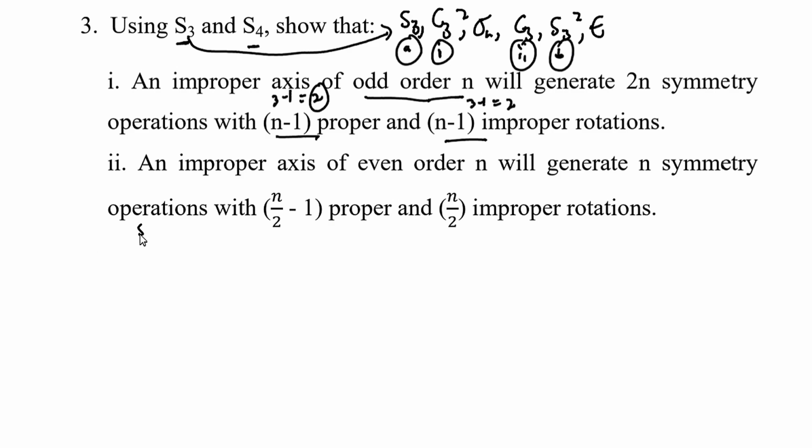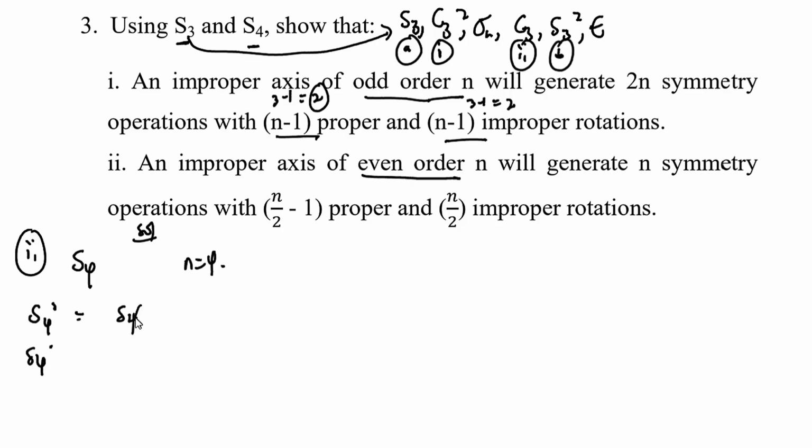So now let's see the second question also. So an improper axis of even order. So we have S4, right? So it should generate n symmetry operations. So n is equal to 4. So let's see S4, when it's 1 give S4. So S4 when it's 1 we give sigma_h and C4, right? So this will give us S4.